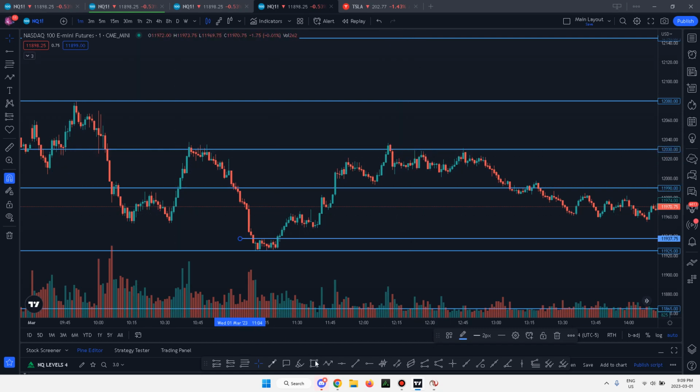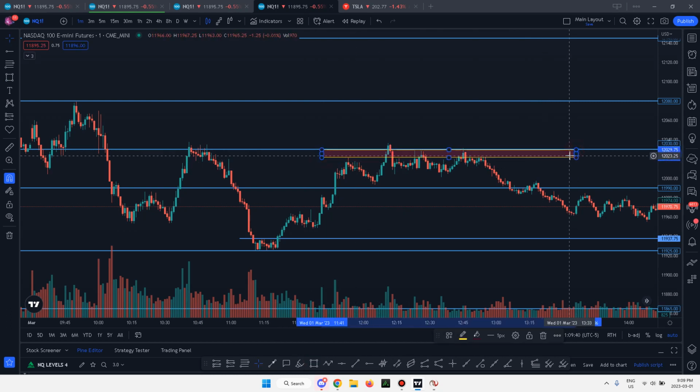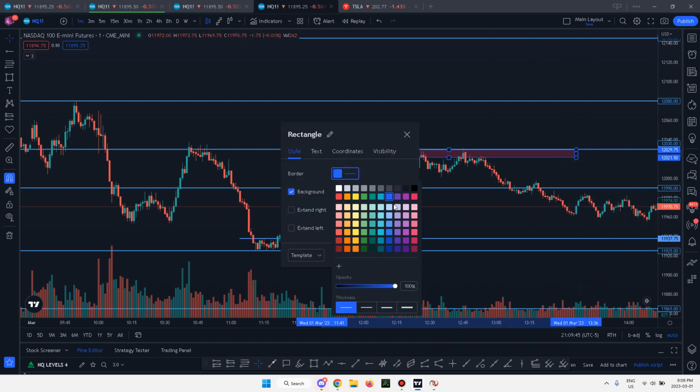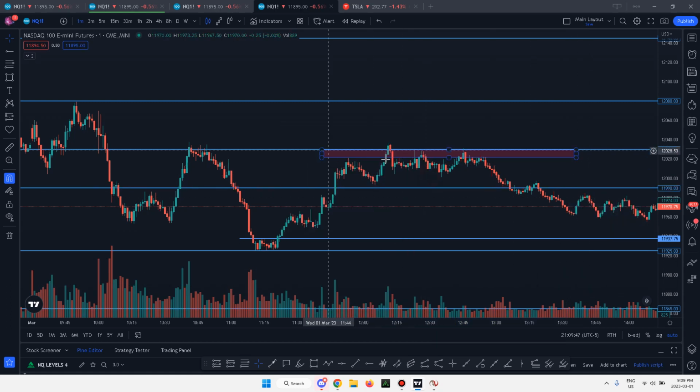Trying to fill in here. Oh no, I changed my color. I gotta change that back. I don't like it. Anyways, try and filling in there and then just being patient.